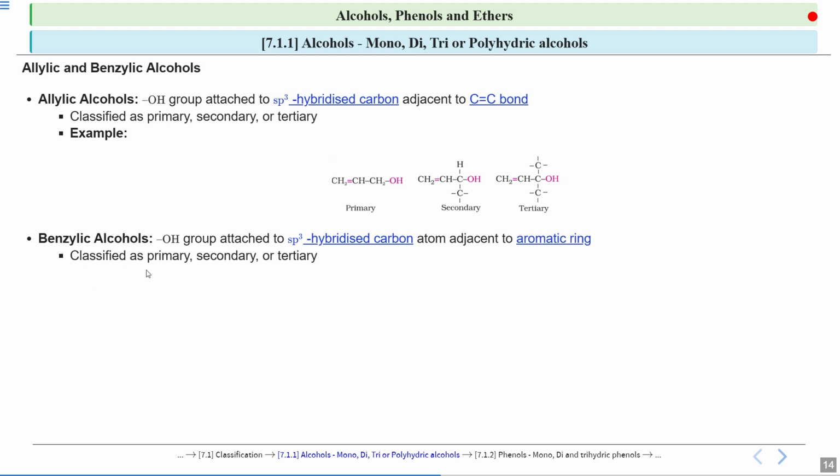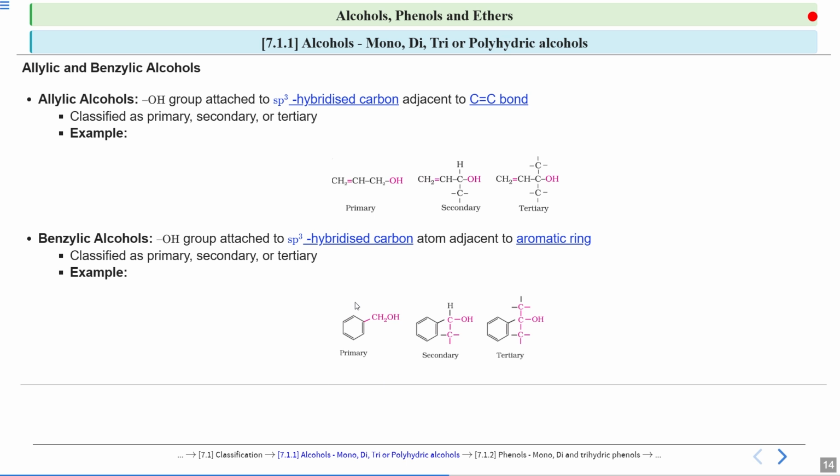They are also classified as primary, secondary, or tertiary. For example, this is the primary benzylic alcohol, because the hydroxyl group is attached to an sp3 hybridized carbon atom, which is adjacent to an aromatic ring, and the hydroxyl group is attached to a carbon which is attached to one other carbon. So this is a primary benzylic alcohol, and similarly this is a secondary benzylic alcohol.